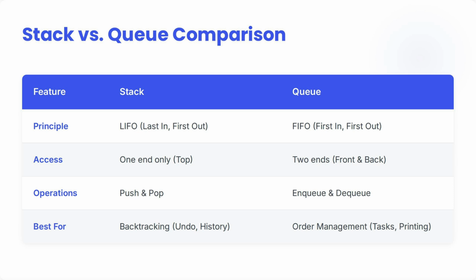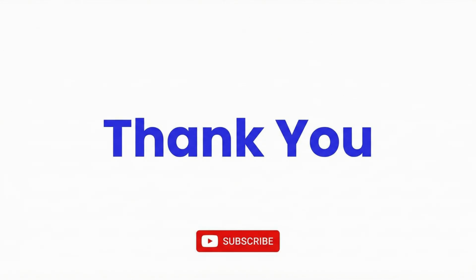Finally, let's compare them. A stack uses LIFO, and you work with one end, the top. A queue uses FIFO, and you work with two ends, the front and the back. Stacks are great for things like undo, backtracking, and nested tasks. Queues are perfect for managing tasks in order, like scheduling or message processing. So that's the simple explanation of stacks and queues.